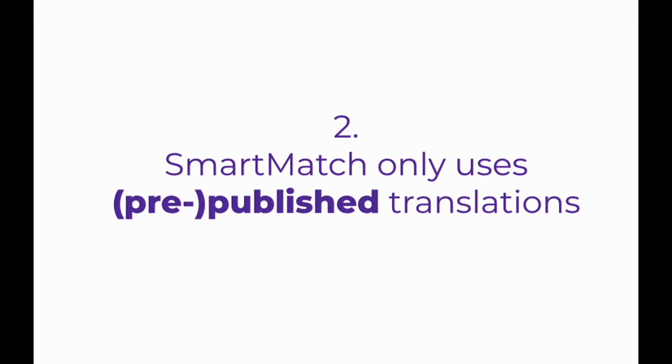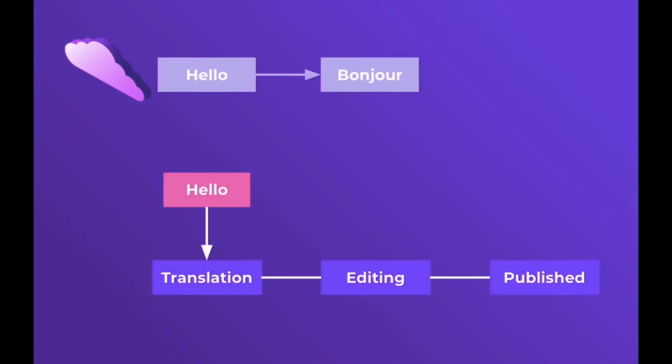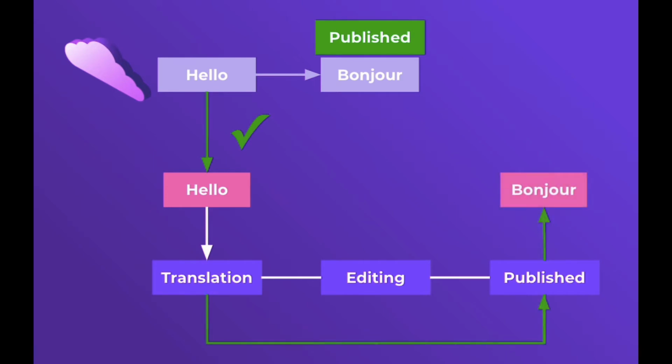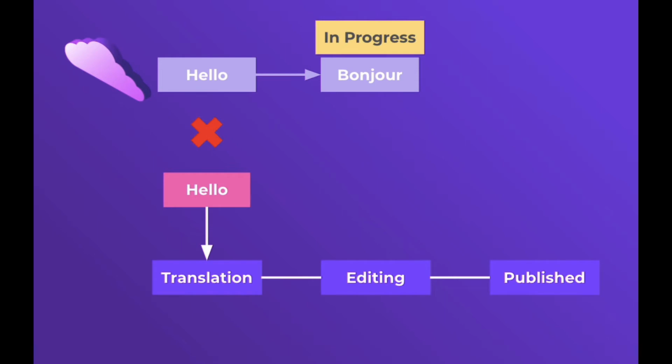Another way of ensuring good quality matches is by only reusing translations that have previously gone through the full workflow and have reached the published step. SmartMatch only works if your previous translation has been fully completed and is sitting in the published step. This ensures that we don't automatically reuse translations that haven't been fully proofread and might be incorrect.